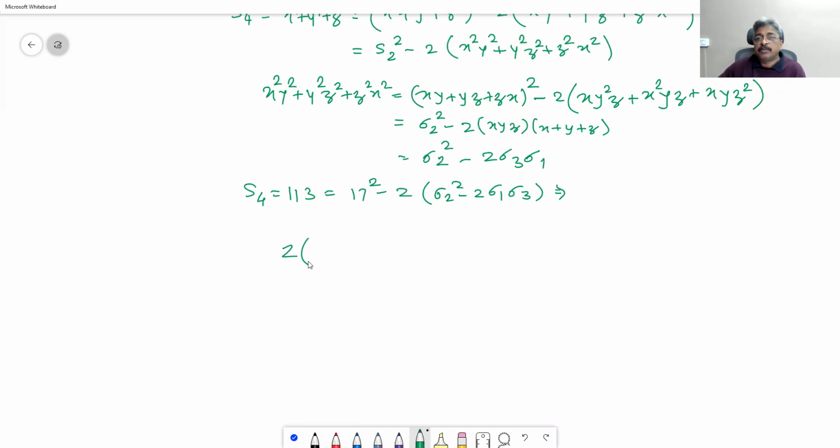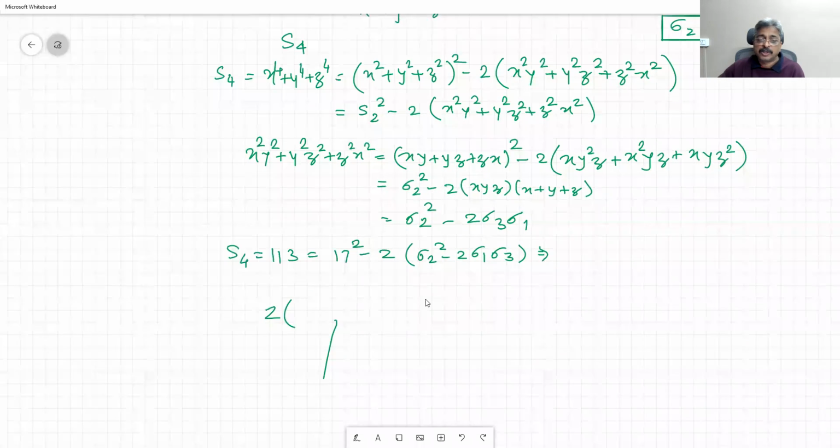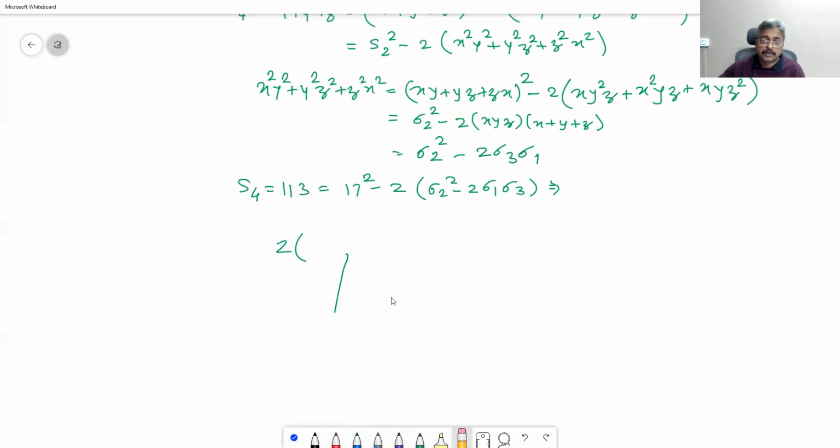Which implies, 2 into sigma 2 is how much? Sigma 2 is 16. 2 into 16 square, minus 2 times 17 into 17 into sigma 3. That is what this quantity I have taken it to. LHS is equal to 17 square minus 130. Let's solve this and get sigma 3.